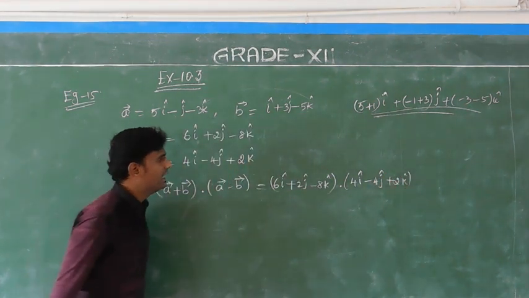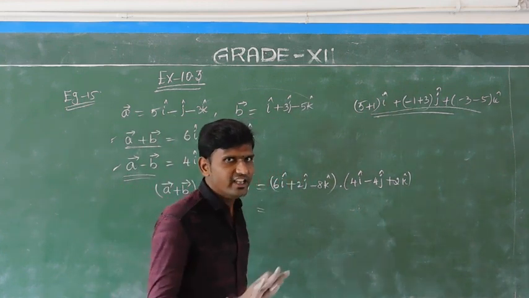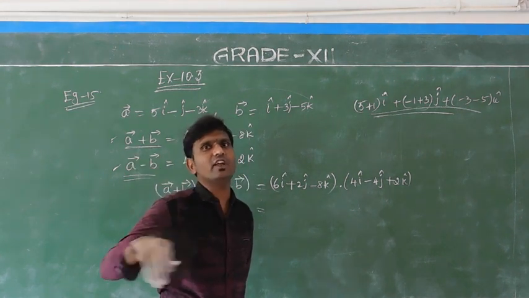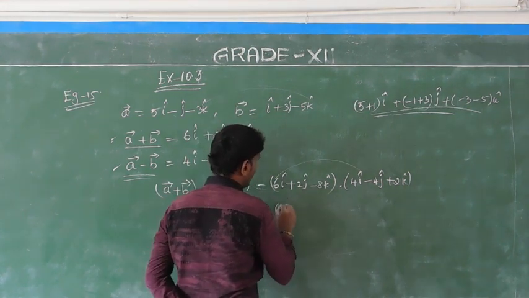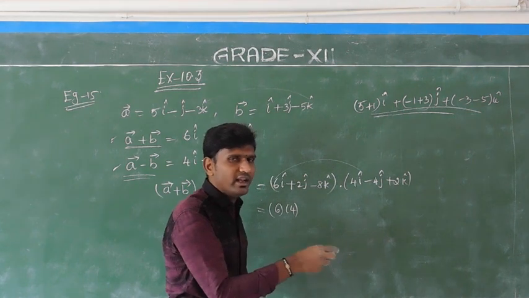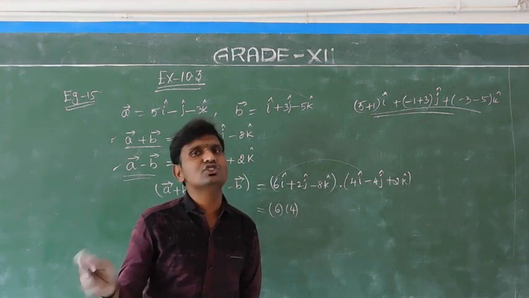Okay, have you got it? Now, how to take a dot product? Can you remind us? Yes, multiply like components: i into i, j into j, k into k. That is 6 into 4. For i into i, what will come? Like components give 1, unlike components give 0.